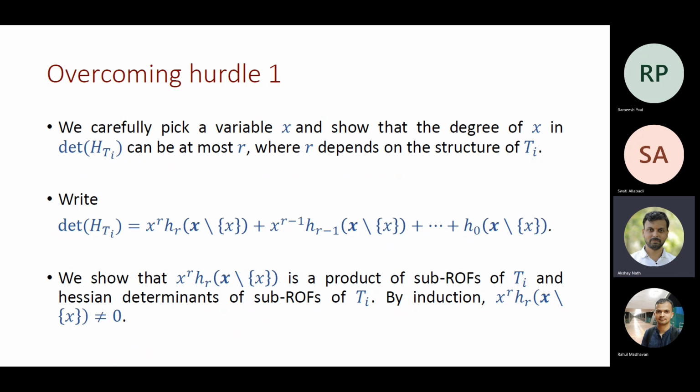So all we need to do to show that this term is non-zero is to show that the Hessian determinants of the sub-ROFs of Ti are non-zero. But the sub-ROFs of Ti are just smaller ROFs. And so by induction, we can argue that those sub-ROFs have non-zero Hessian determinants, and therefore this leading term is non-zero, and therefore the Hessian determinant is non-zero. The proof is basically an inductive proof. I'm skipping over a lot of details over here.